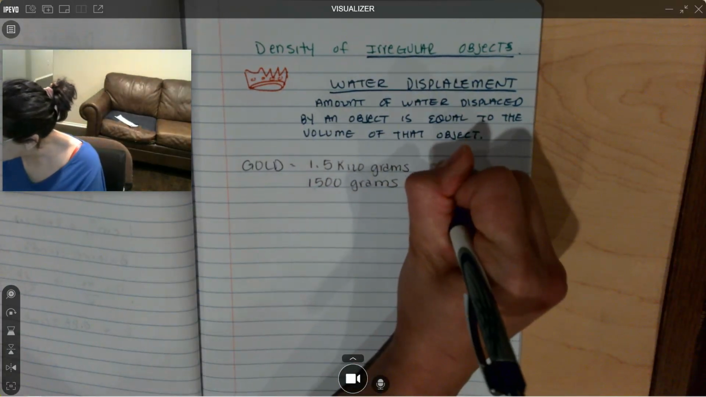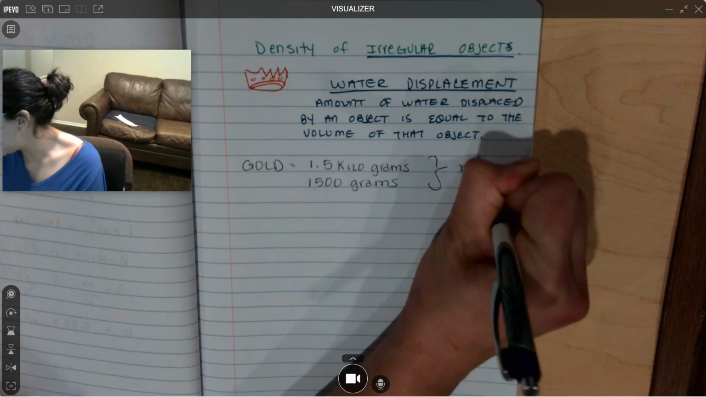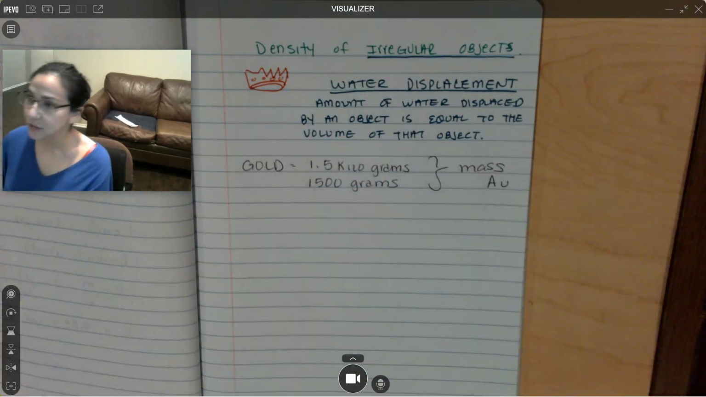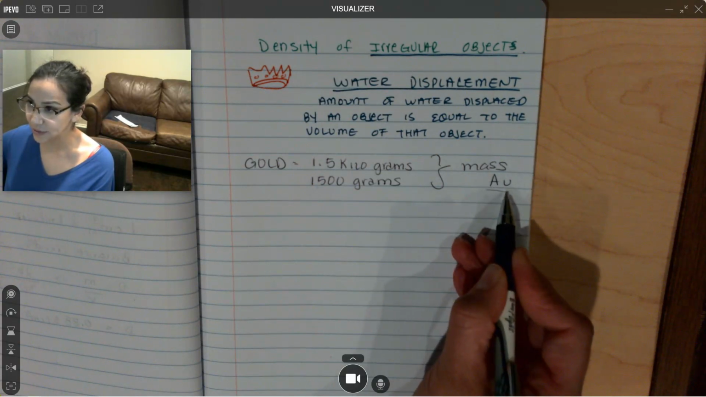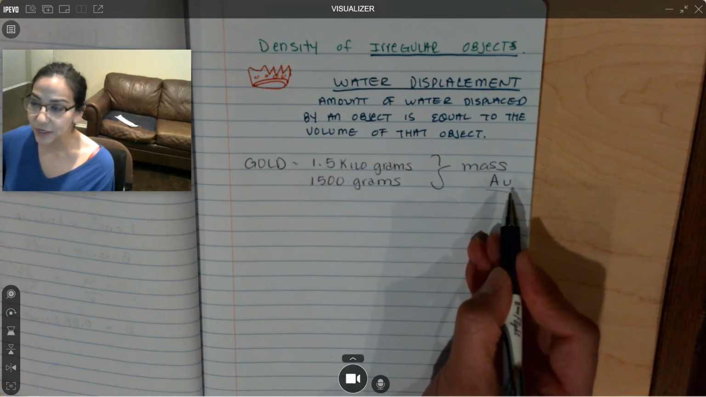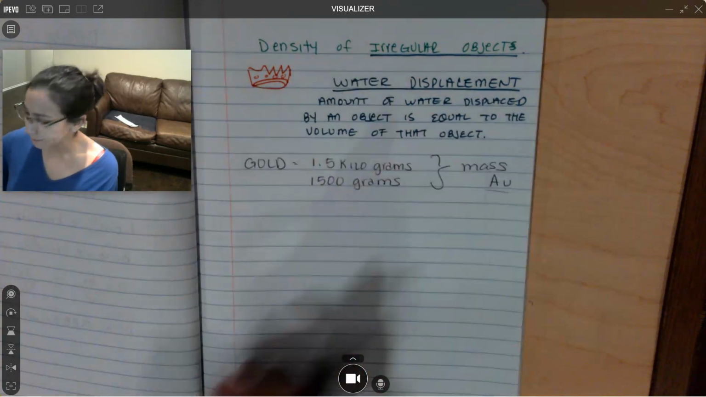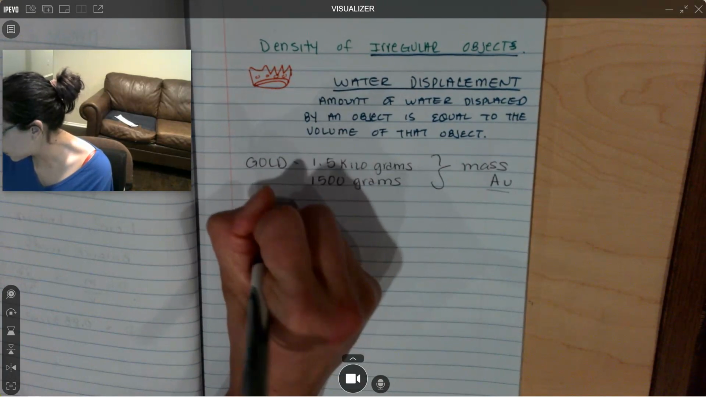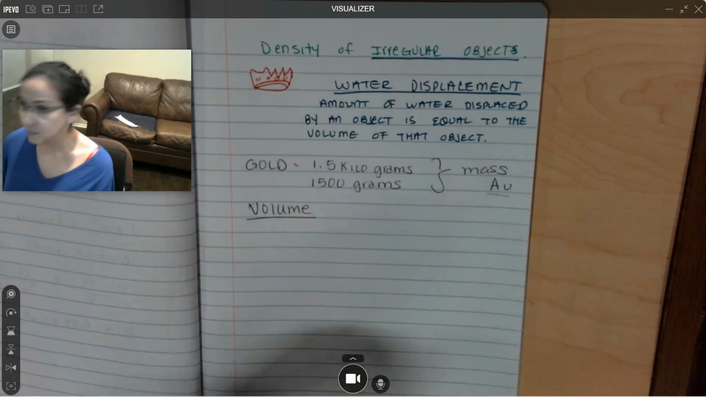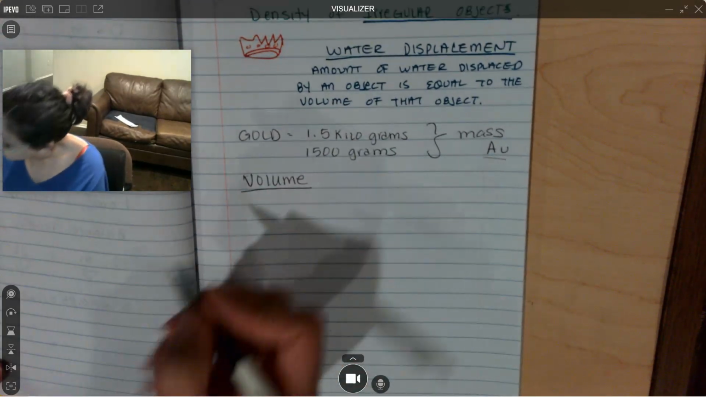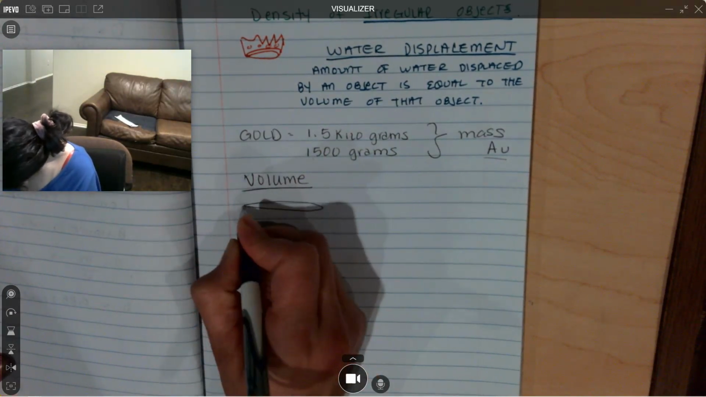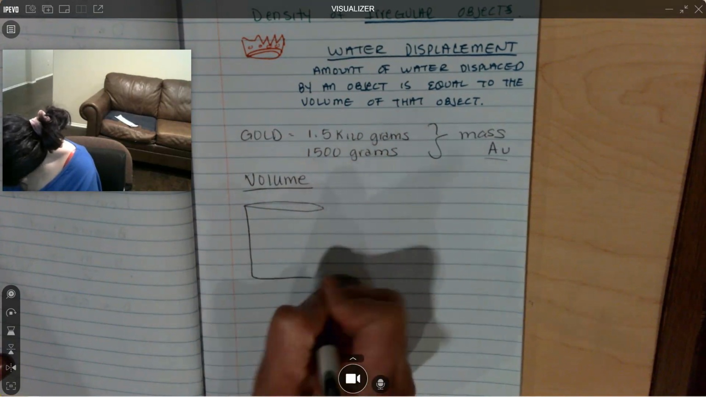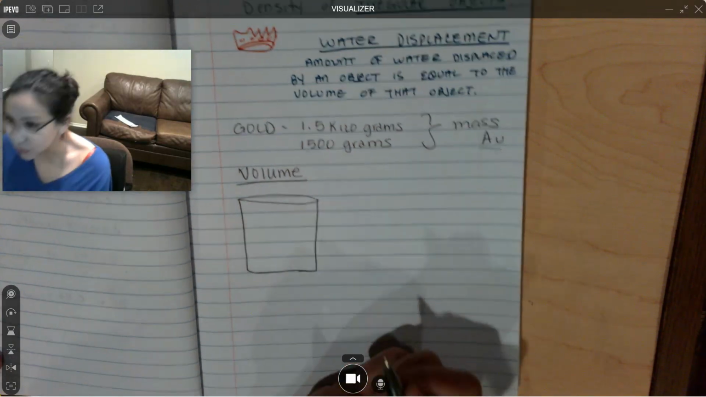This is my mass, the mass of gold. This is the symbol of gold, capital A, lowercase u. Very important that the second letter is lowercase when writing the symbols of elements. To find the volume, let's start with water displacement. You're going to have a big enough container that's graduated, right? That means you can measure how much water using some sort of ruler.